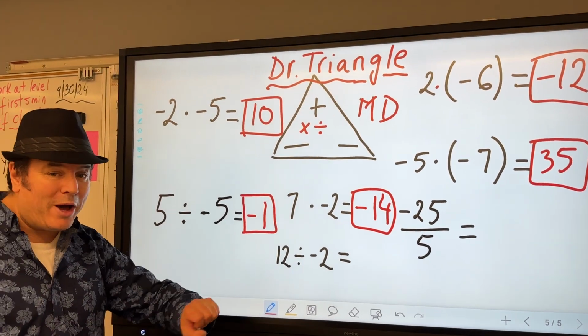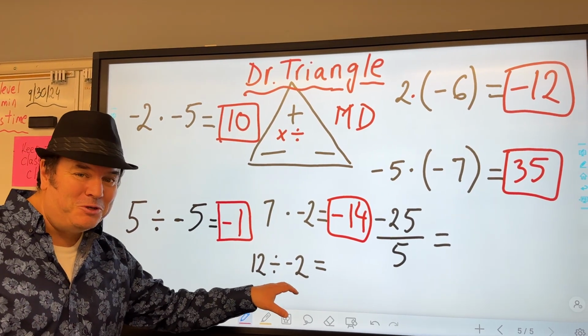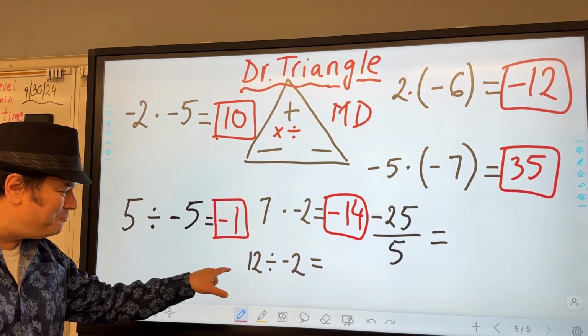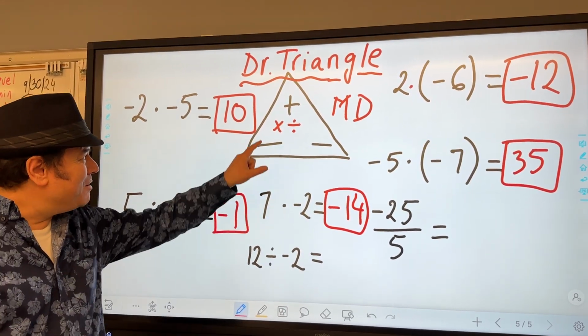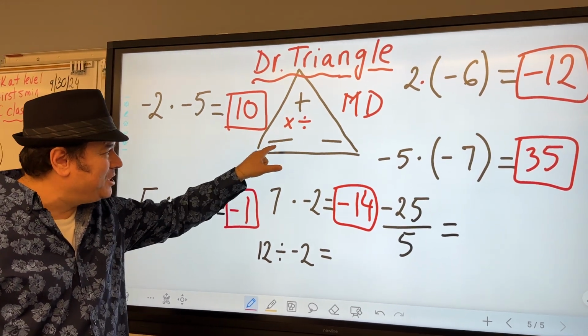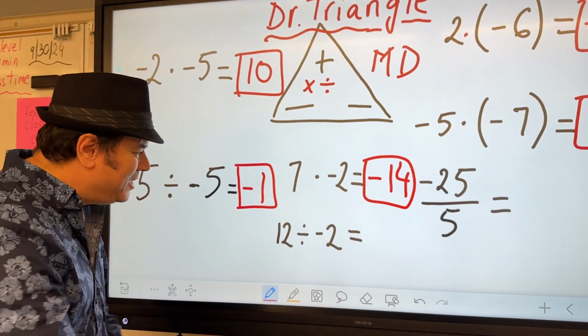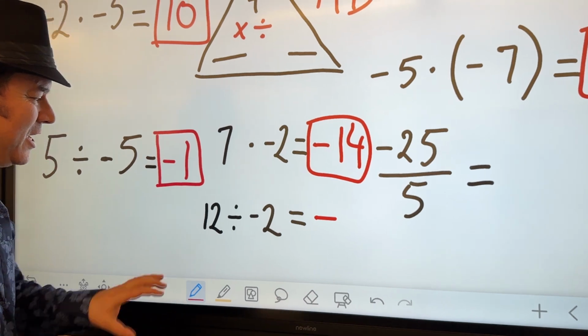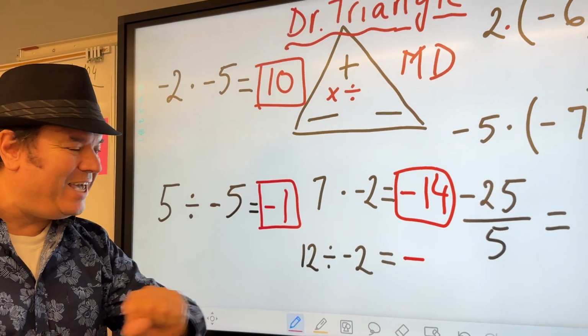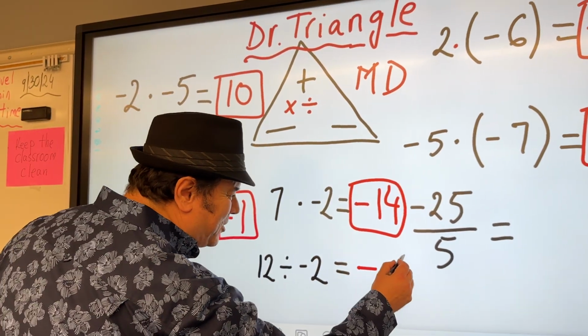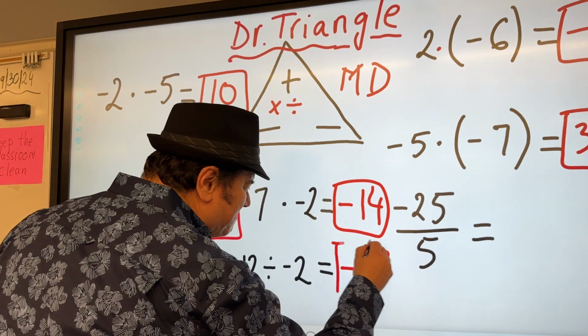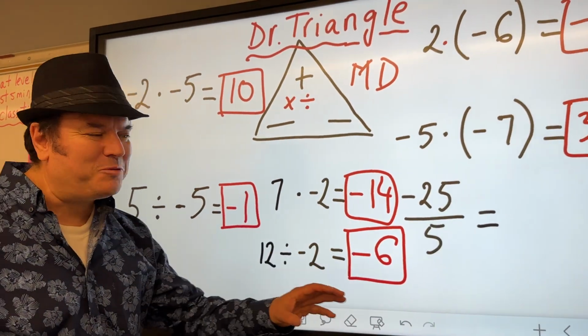And let's look at the other 2 problems. We have +12 divided by -2. Again, we have positive divided by negative. Positive divided by negative is going to be negative. So the final answer is going to be negative. 12 divided by 2 is 6. Final answer, -6.